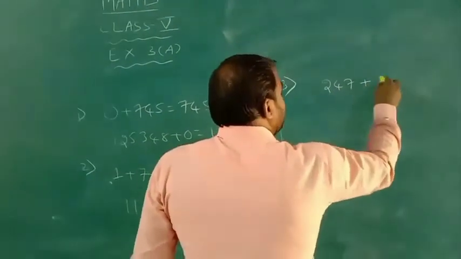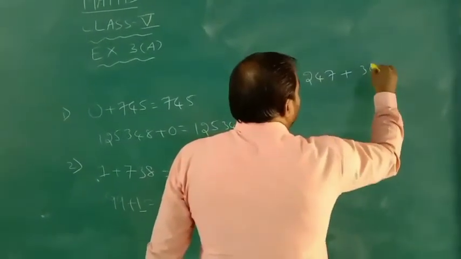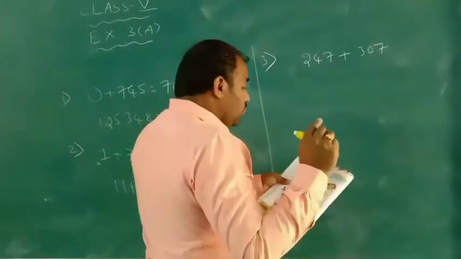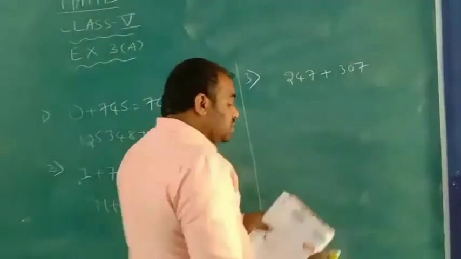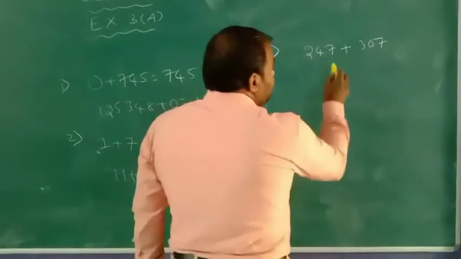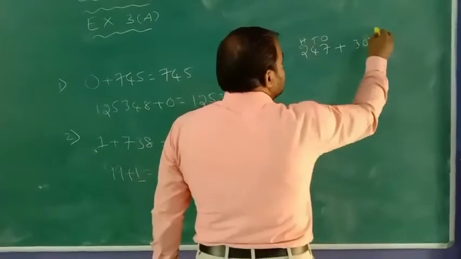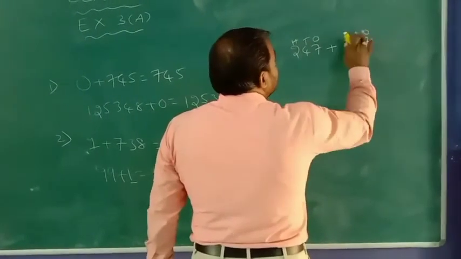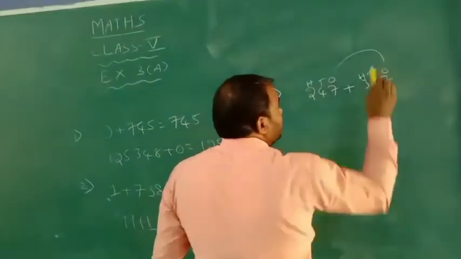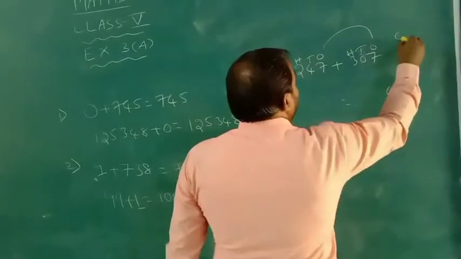247 plus 307. How to add, beta? See, while adding numbers, always start from the ones column. This is ones, tens, hundreds. Ones, tens, hundreds. See, beta, ones you add first. 7 plus 7, 14, 1 carry.